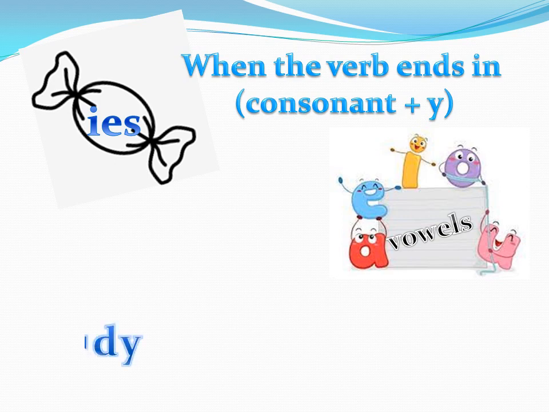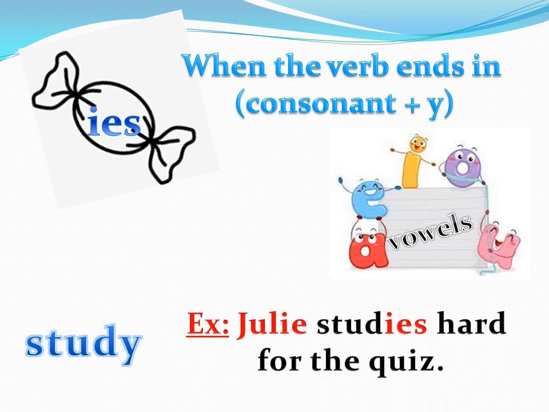For example, the verb study. Here in a sentence, Judy is just one person. If we deleted Judy, we will add she. Judy or she studies. What did we do? We crossed the Y. We said bye bye to the Y, and we added instead IES. Judy studies hard for the quiz. This is for the sweet IES.